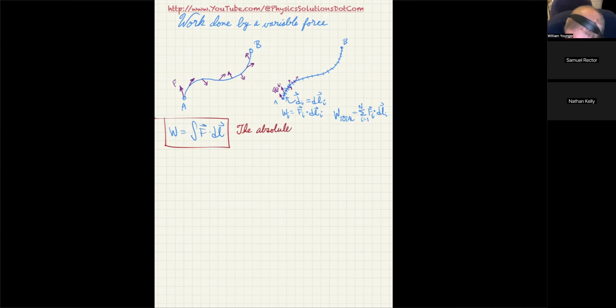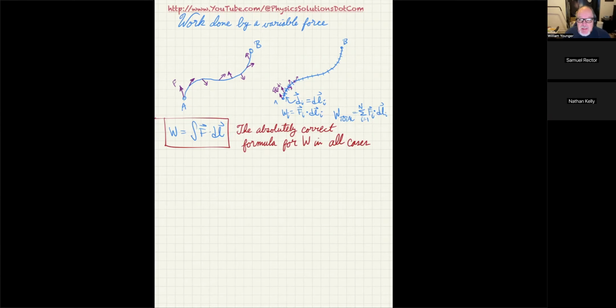So this is the absolutely correct formula for W in all cases. So you can actually just work that out for any force.